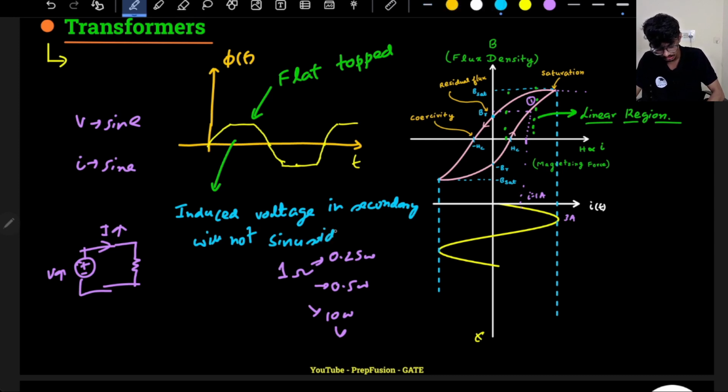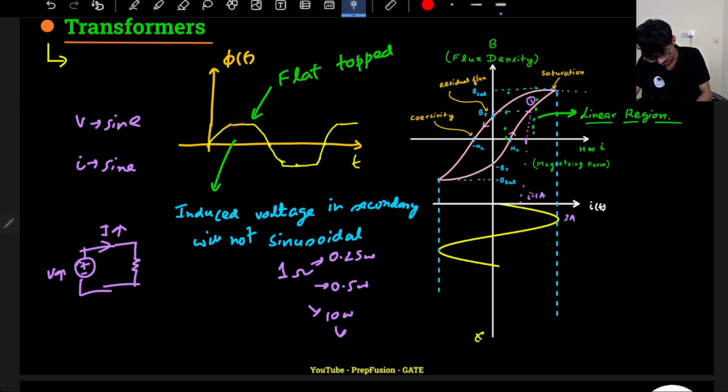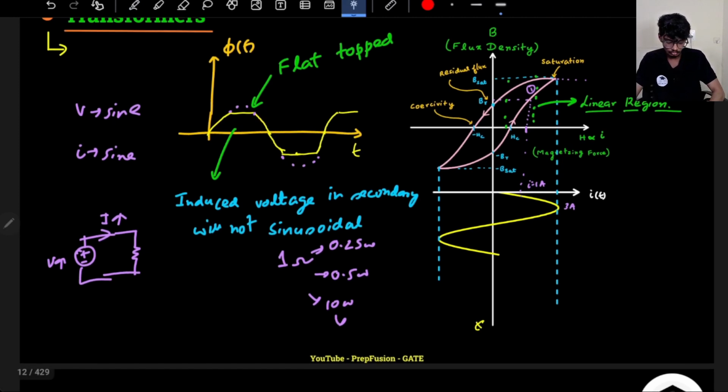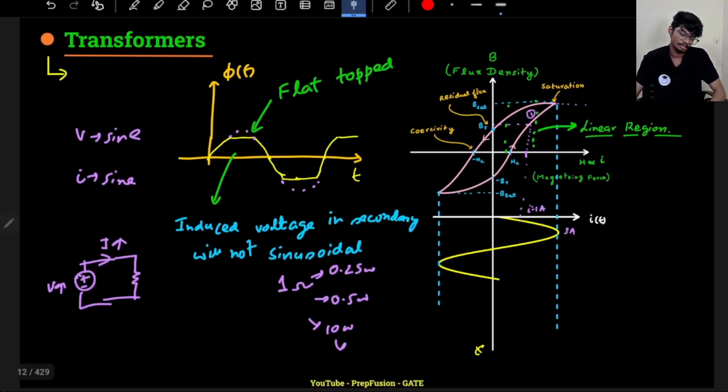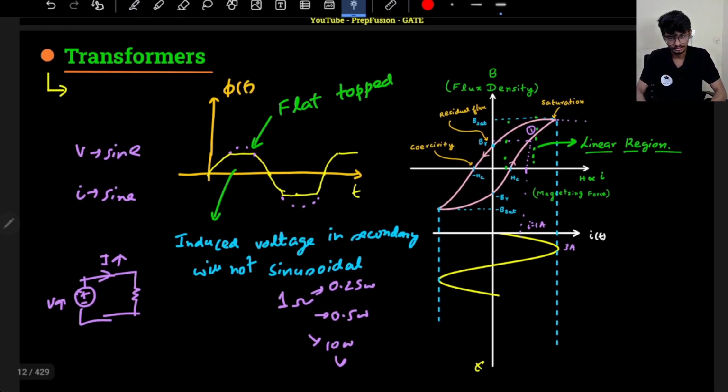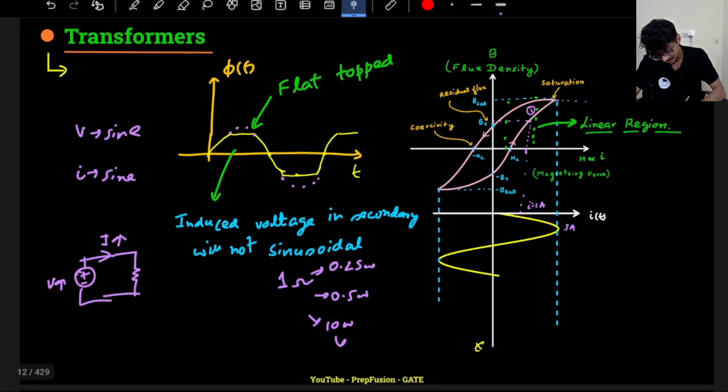Harmonics means any unwanted signals. What is unwanted? This is unwanted, I did not want this portion. What I wanted was something like this. But this is totally unwanted. You will study in signals what harmonics are and all those things. In machines also we will discuss it later on. So this is actually not a good thing.